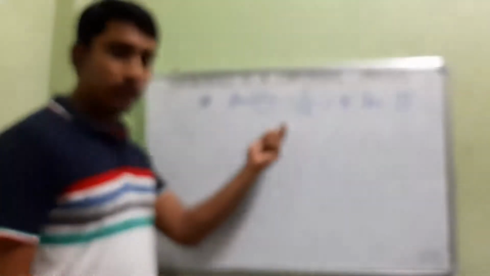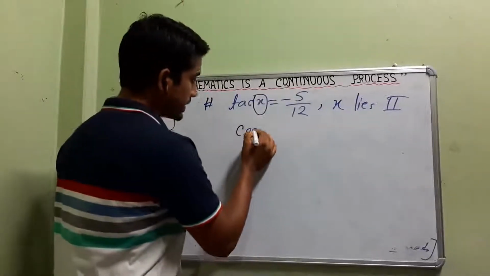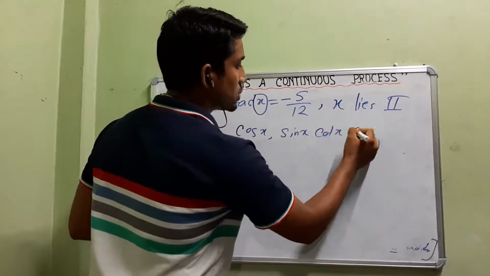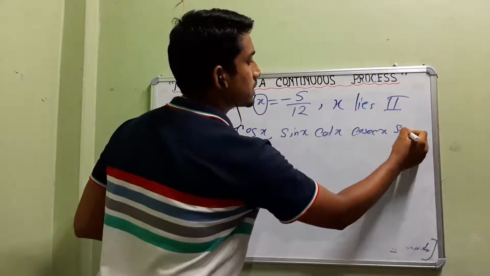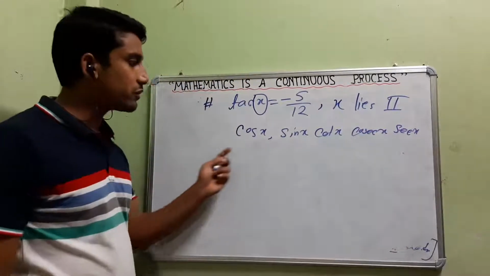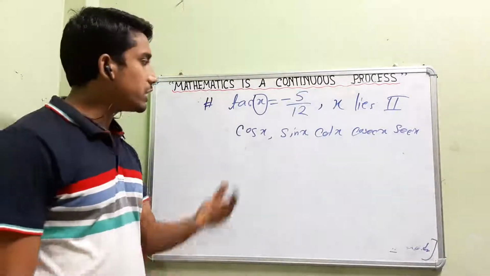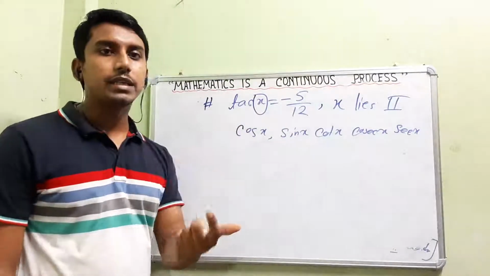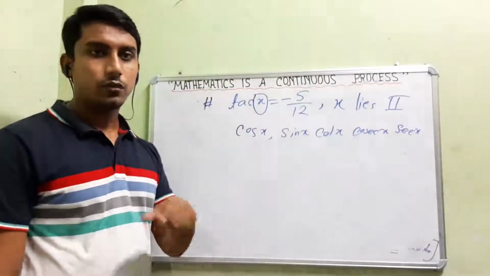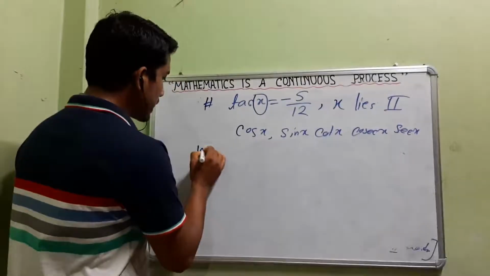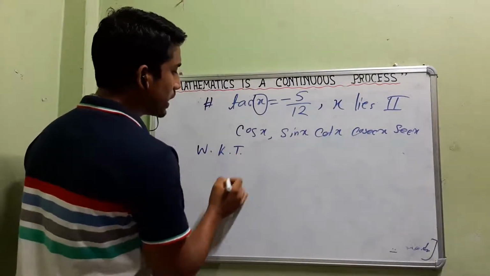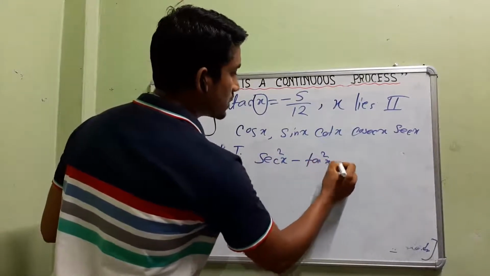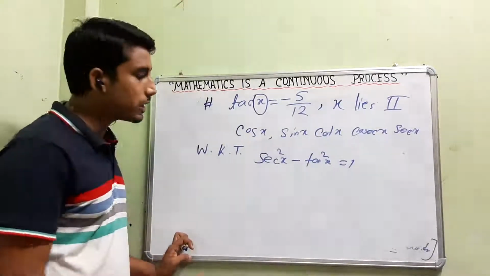Tan x is given, so we are supposed to find cos x, sin x, cot x, cosec x, and sec x. These 5 trigonometric function values you are supposed to find. Now as we know the value of tan x, which identity do you have with tan x? From class 10 only, we know that sec square x minus tan square x is equal to 1. This one you know from class 10 only, isn't it?